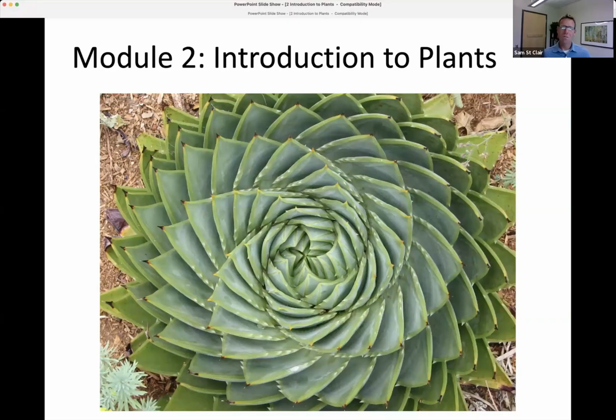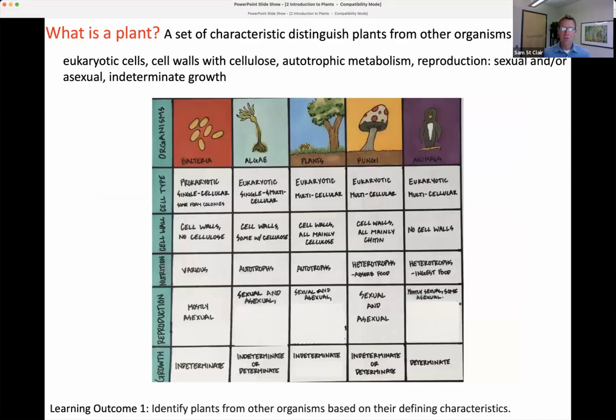Hi students, welcome to module number 2, an introduction to plants, where we'll explore what is a plant, how do we distinguish different groups of plants, and we'll answer the questions, why are plants so foundational, fundamental to patterns of life on Earth, and why are they fundamentally important to us as individuals and to human societies in general.